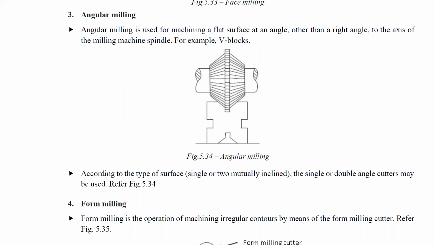To the axis of the milling machine spindle. For example, the V block. According to the type of the surface, single or two mutually inclined, a single or double angle cutter may be used.